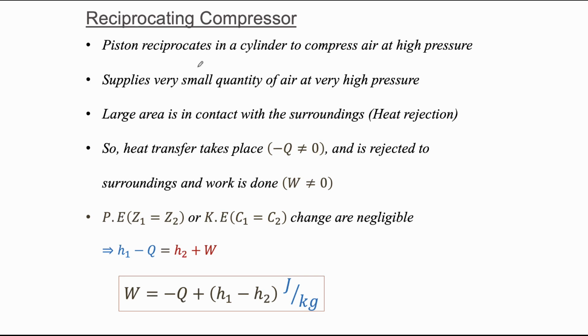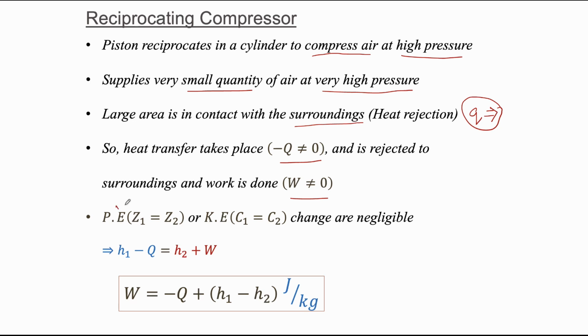So we can try to understand the thermodynamical changes happening in a reciprocating compressor. A reciprocating compressor compresses air at high pressure, and the outlet is a very small quantity of air at very high pressure. The compressor is going to have a very large area that is in contact with the surroundings. So because of that, heat will be rejected. So there is a heat transfer happening. That is, heat is lost to the surroundings and work is also done.